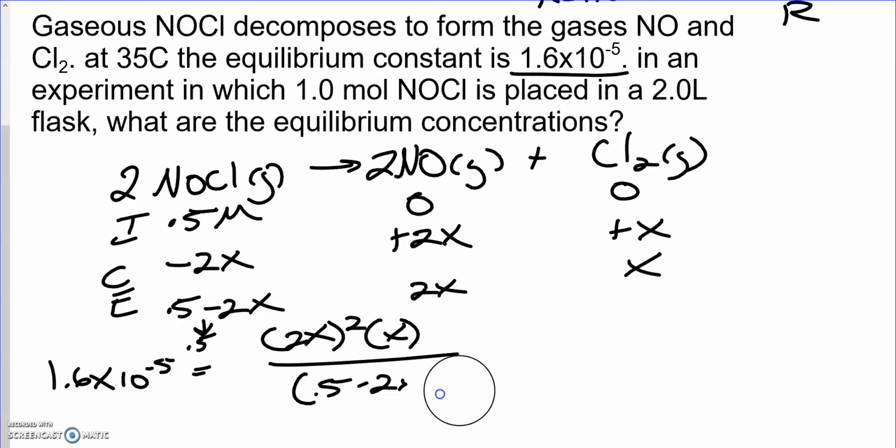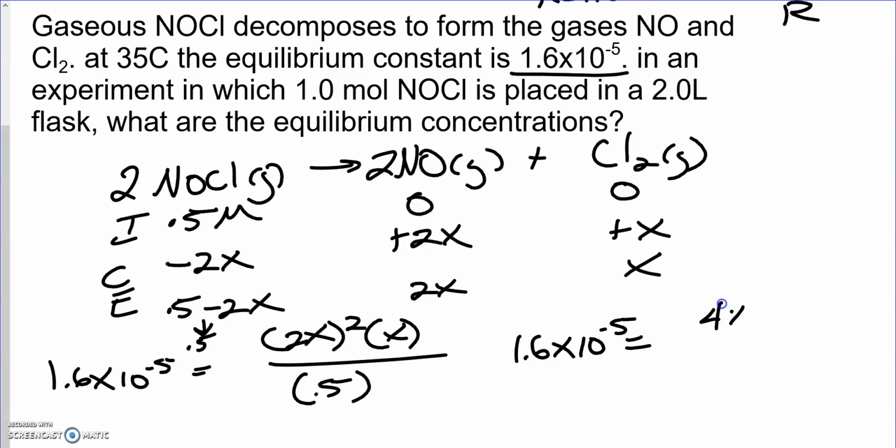So what we can do now is simplify our math a little bit and just end up with 0.5 down here. So what does that actually give us? It gives us 1.6 times 10 to the negative fifth equals 4x cubed. Just in case you didn't follow that, that 2 squared is 4, x squared times x becomes x cubed, over 0.5. Now, that's a whole lot easier to solve. So take a second and see what you can come up with here.